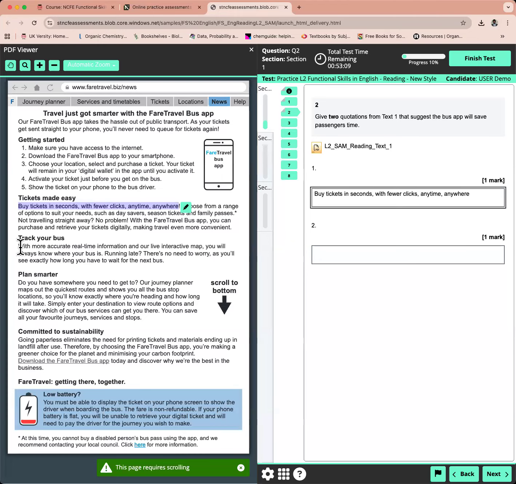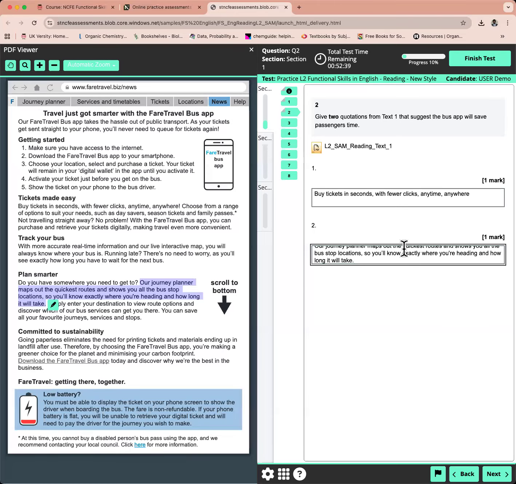So with more accurate real-time information and interactive maps, you'll also be able to know when the bus is coming, running late. No need to worry. You'll be able to see exactly how long it takes. Now, the other bit in terms of a convincing point or argument would be, do you have somewhere you need to go? Planner will help you plan out quickest maps and show you all the bus stops and locations, so you know exactly where you're heading and how long it will take. So this part is going to be related to an argument which is going to help save time.